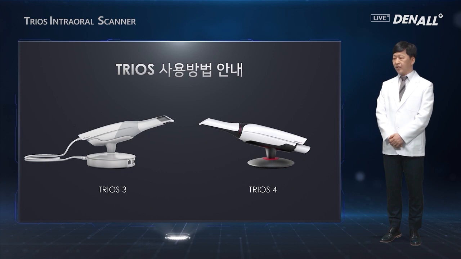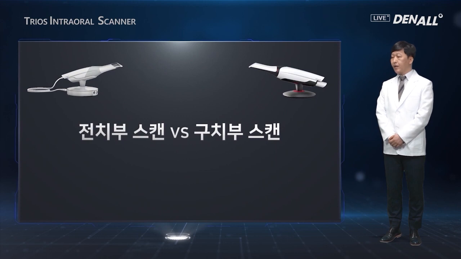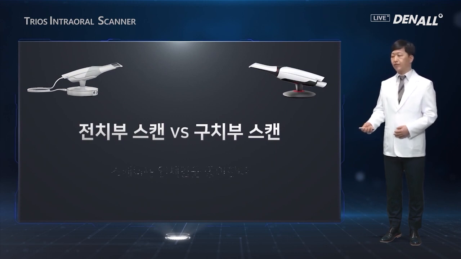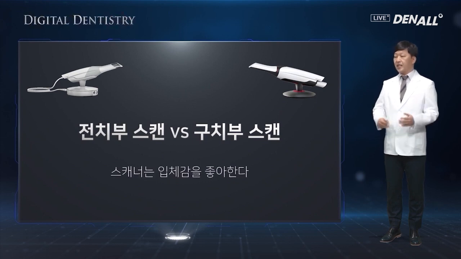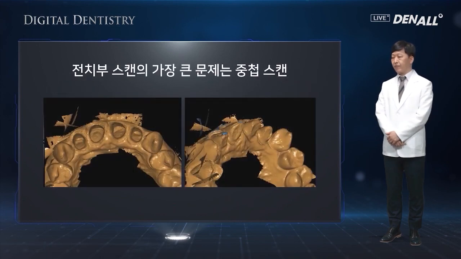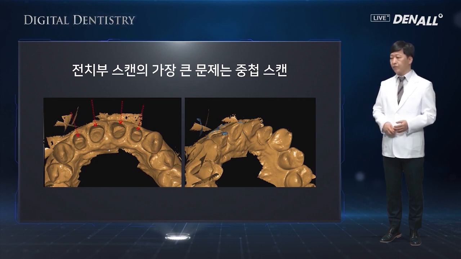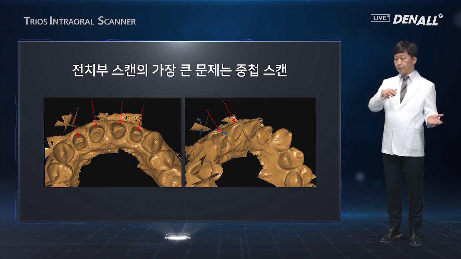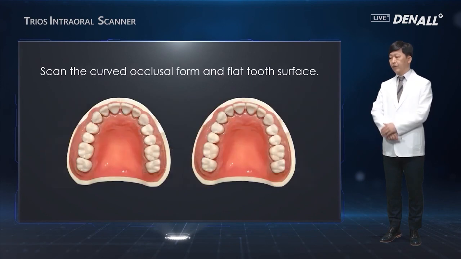How to use a TRIOS scanner? Let me explain that. First, when we do the scanning, anterior scanning versus posterior scanning, as you can see here, scanners love to scan in 3 dimensions. The biggest problem with the anterior scanning, as you can see here, is that the scanning should be overlapping with each other. Buccal and lingual images are overlapping. Why do we have that problem?